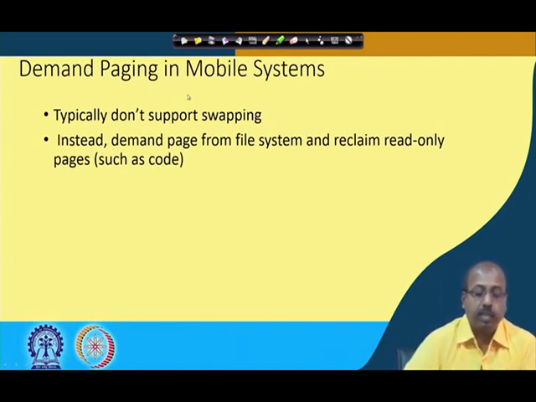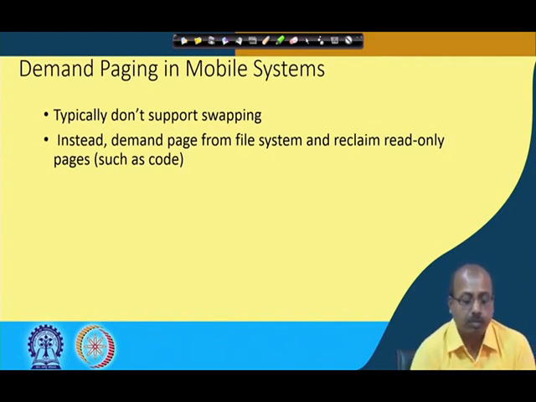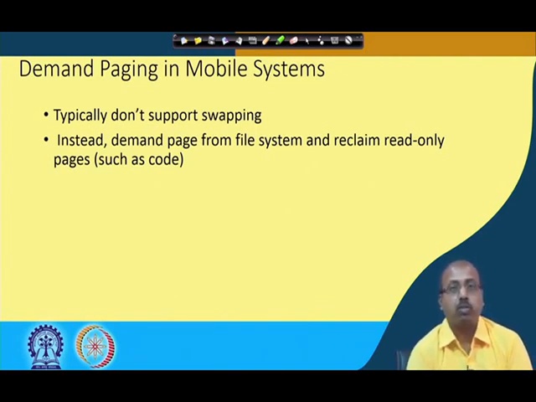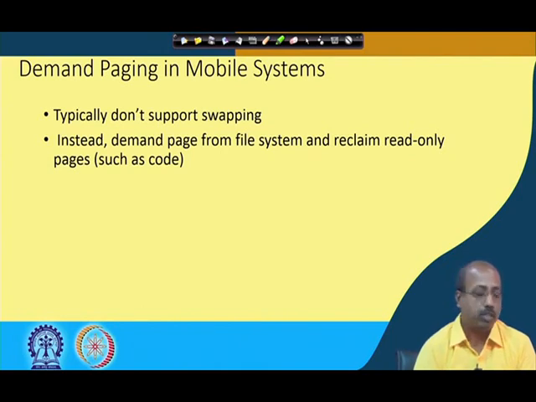Similarly, consider demand paging in mobile systems. Mobile systems typically do not support swapping. Instead, they demand page from the file system and reclaim read-only pages such as code. In mobile devices we do not have a very large disk, so we do not support swapping. It is made directly from the file system, and the read-only pages such as code are overwritten, because they need not be written back onto the disk.